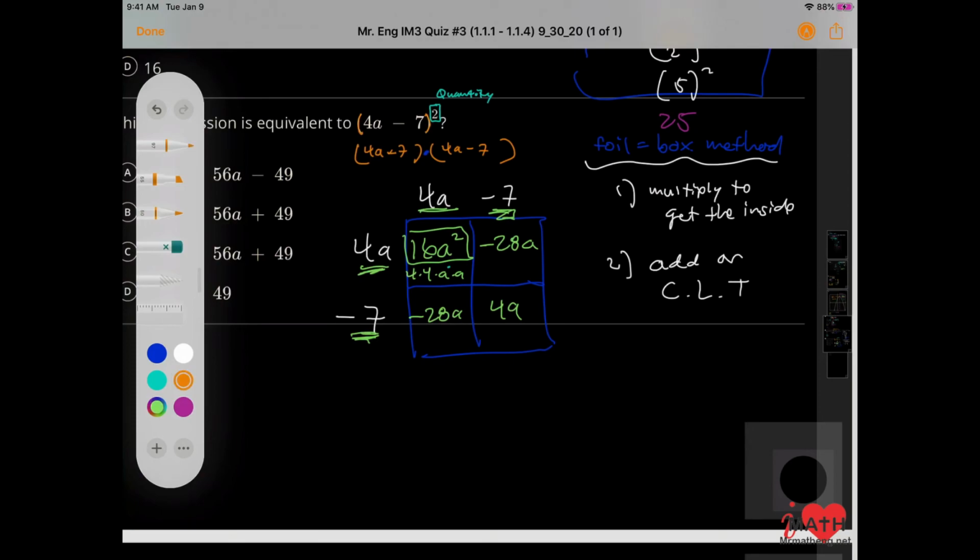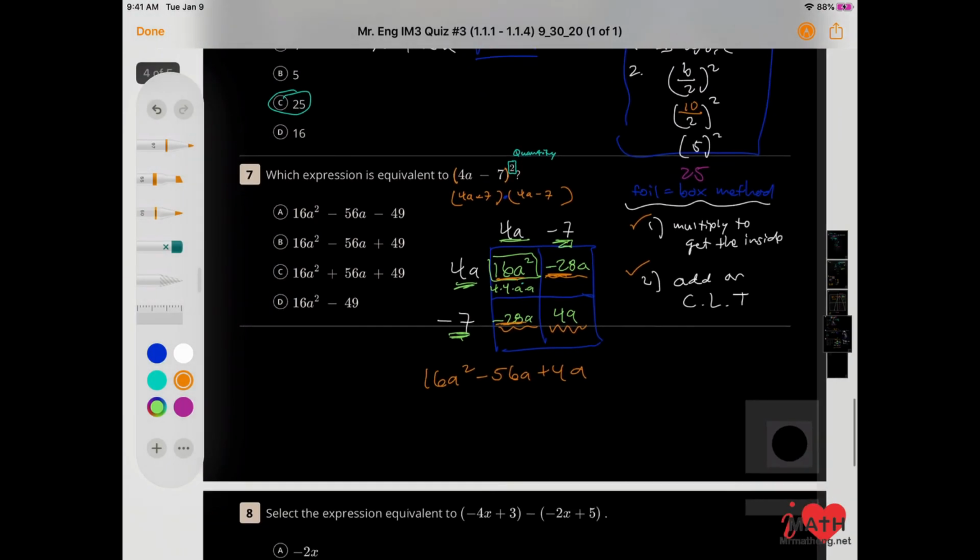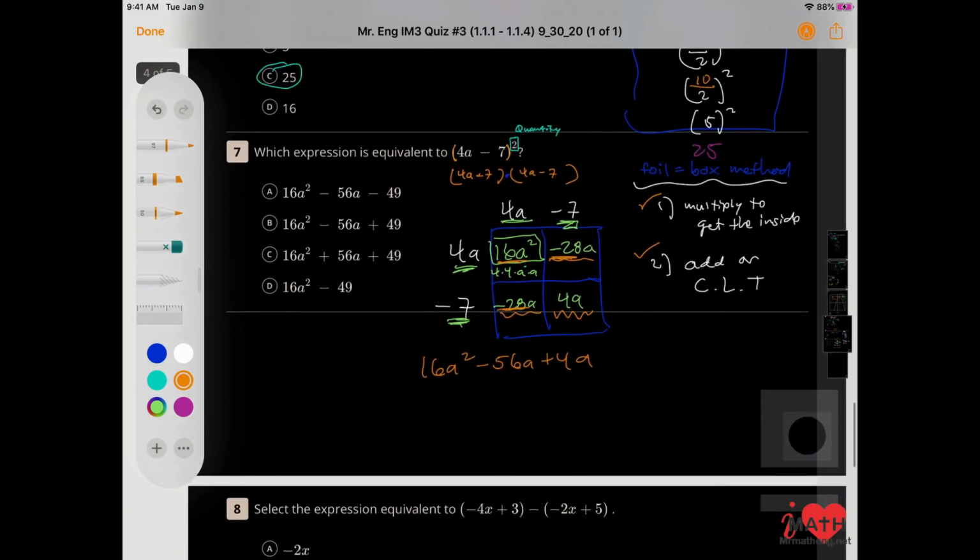So let's go ahead and combine like terms. I have 16a squared. No other boxes have a squared. Now these two boxes both have a to the first power. So you just add the numbers in front. Negative 28 minus 28 is going to be negative 56a. And then you'll notice that this one has no letter a's. That's a positive 49. And that would be choice B.